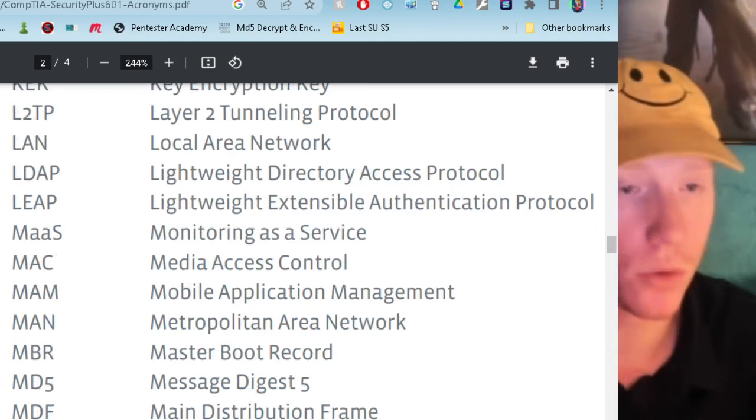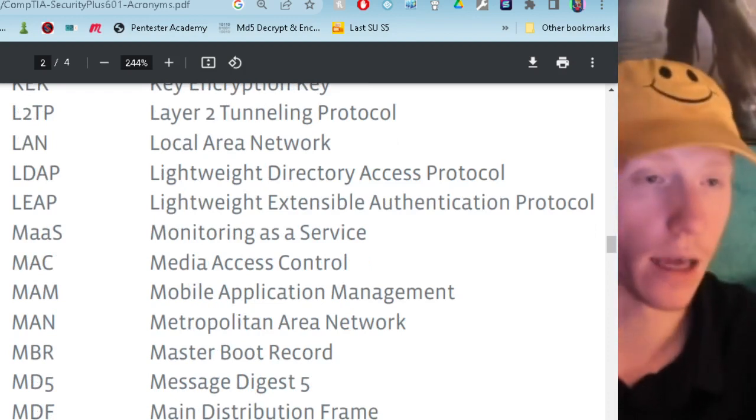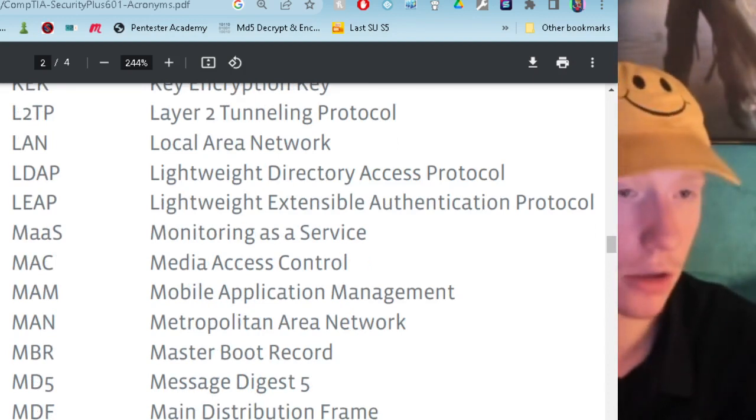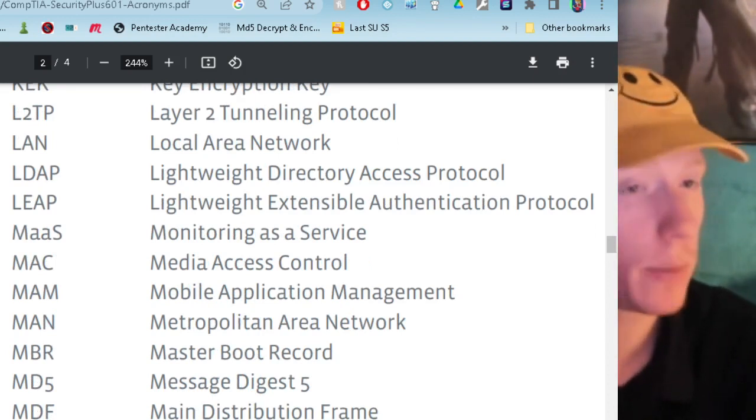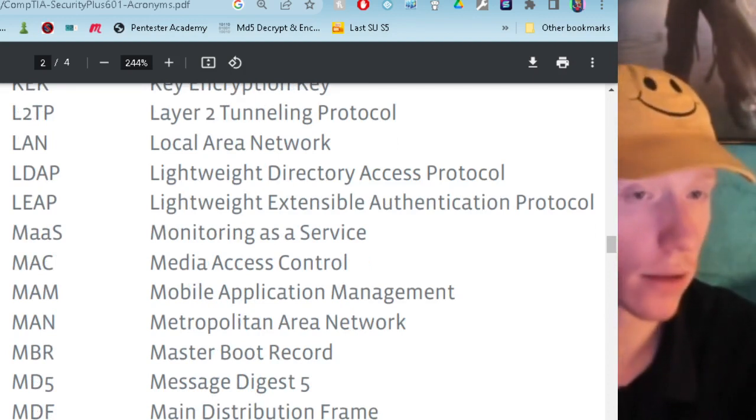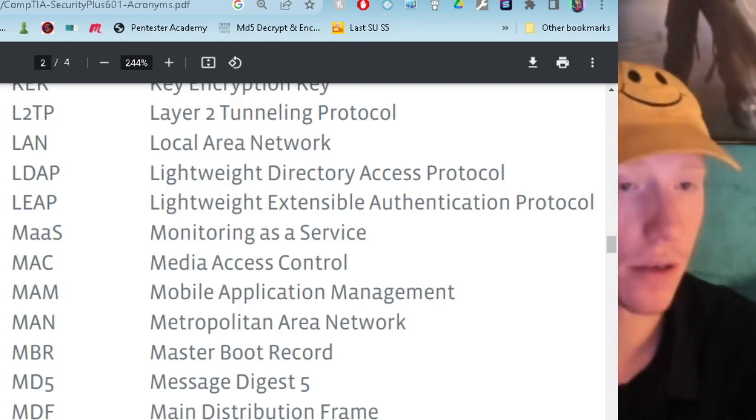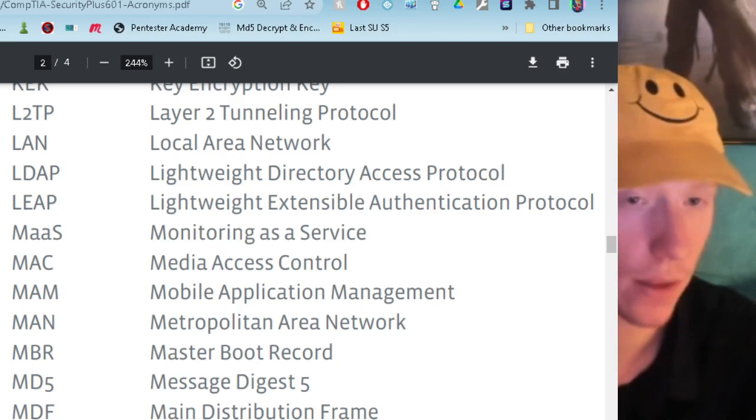L2TP is Layer 2 Tunneling Protocol. A LAN is a Local Area Network. LDAP is Lightweight Directory Access Protocol. LEAP is Lightweight Extensible Authentication Protocol.